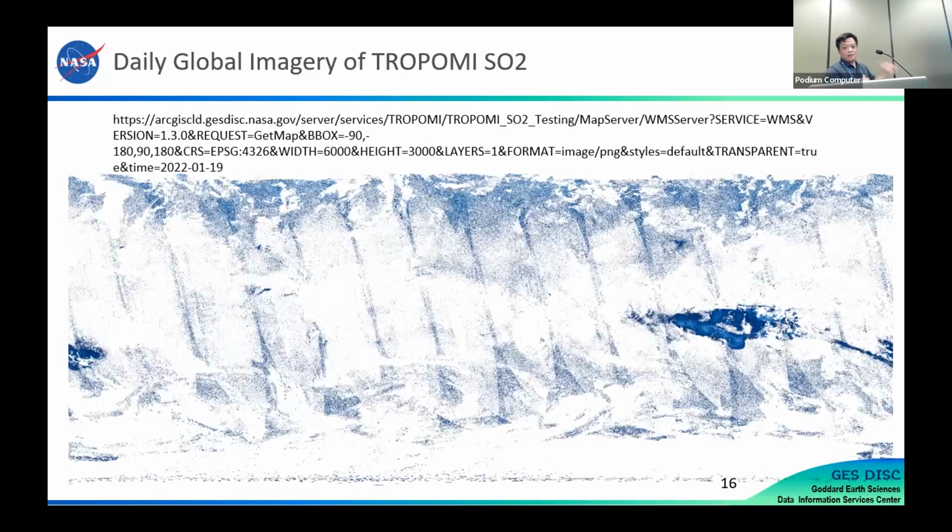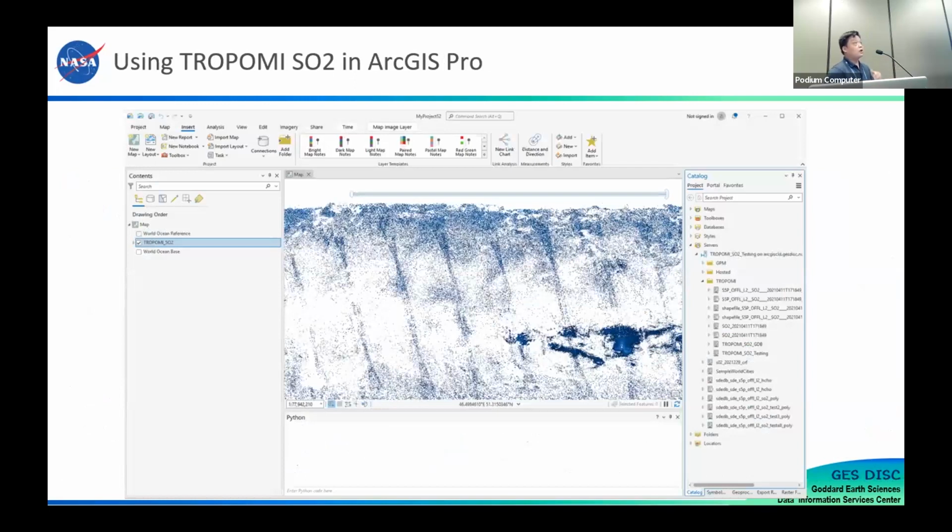Okay, this is the image generated by the OGC WMS with the GIS styles. With the OGC services, users have the flexibility to customize the imagery and the data. This allows the user to access and view the CHOMP-OMI L2 data according to their specific needs. Users can also use the CHOMP-OMI level 2 data through the ArcGIS image service in ArcGIS Pro.